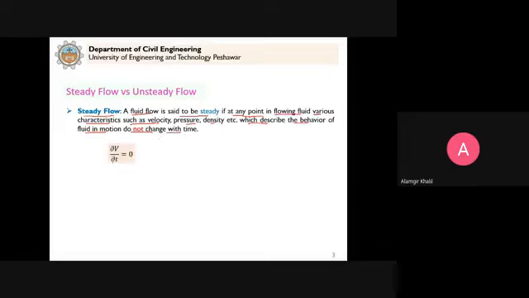So for steady flow, what we can write down is that partial V by partial T equal to 0. What it means? It means that the change in velocity with respect to time is 0. It means that velocity is constant. It is not changing with respect to time. So that's why this is steady flow.